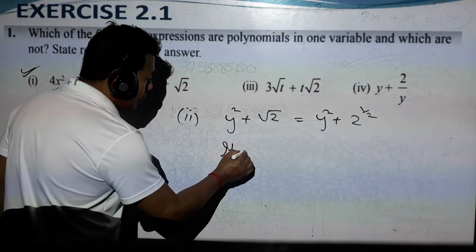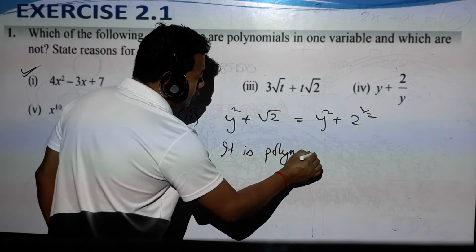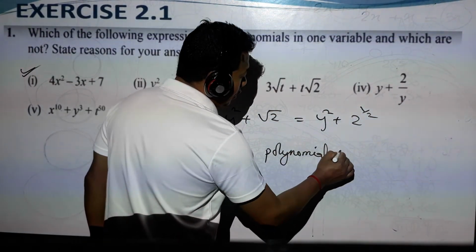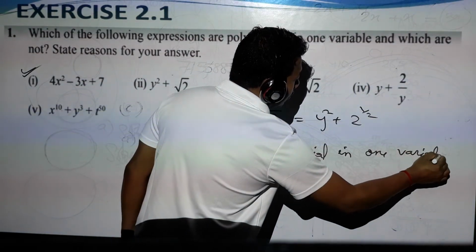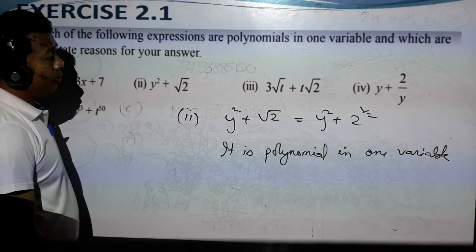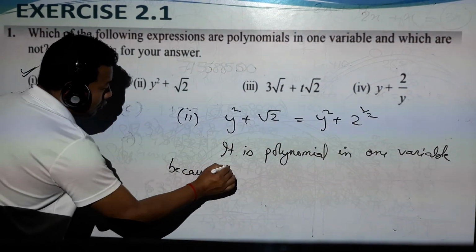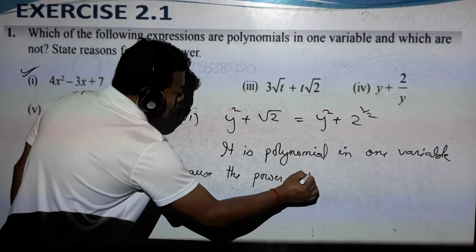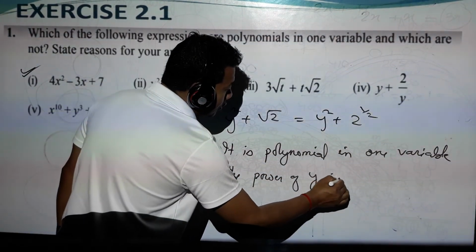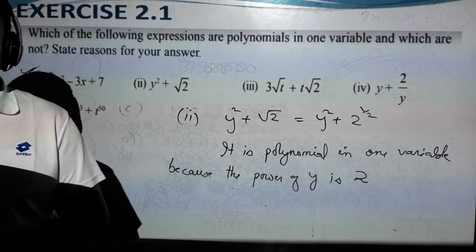It is a polynomial in one variable because the power of y is 2, which is a whole number.